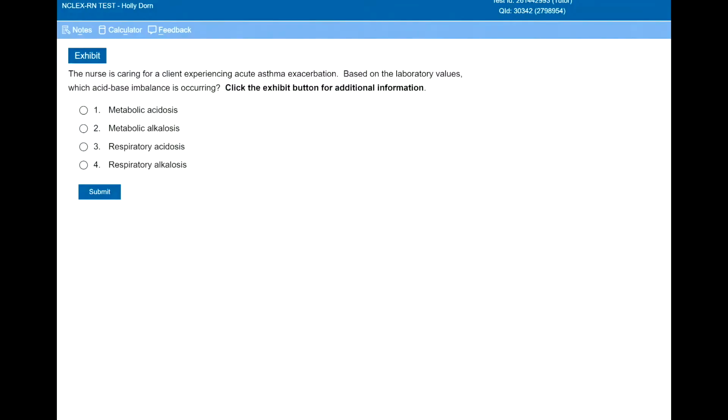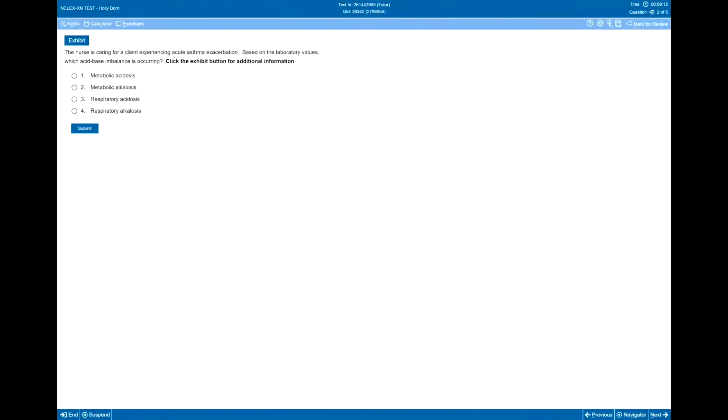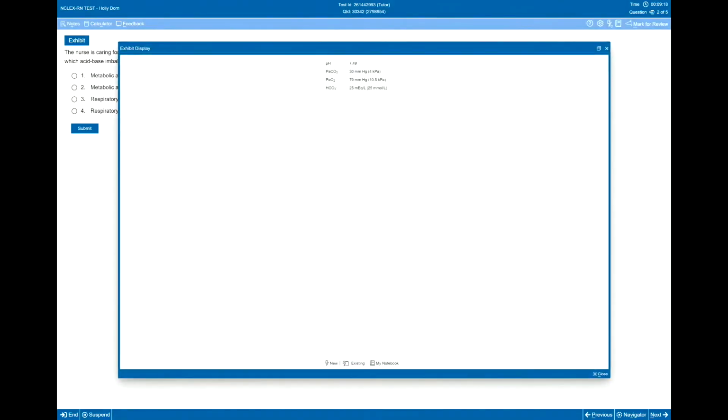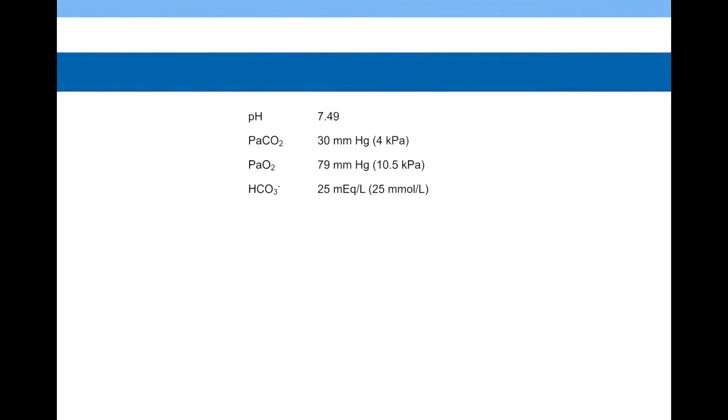So we're going to look at this question here, and we have a client having a respiratory problem. They have high-pitched wheezing happening, so we know they have a pretty severe illness. So this question has an exhibit. I always like to read my question first, then look at the exhibit, so that way I know what I'm getting into. So let's go ahead and click this here.